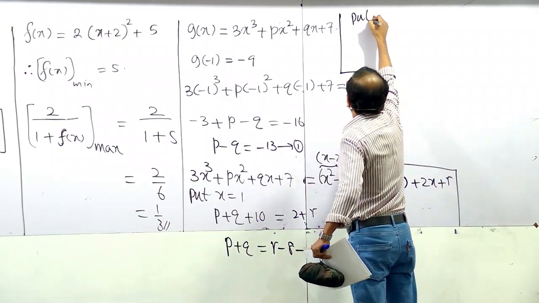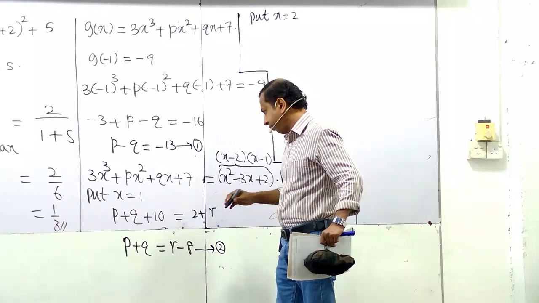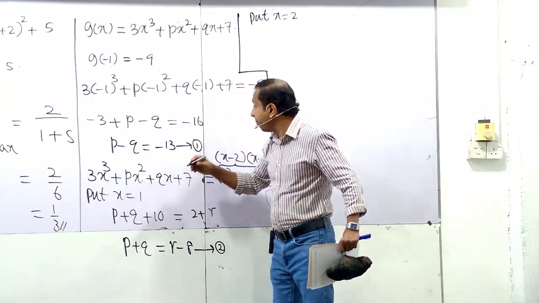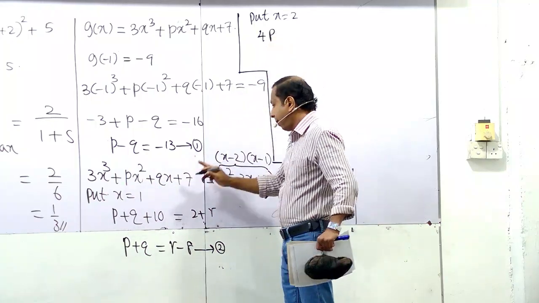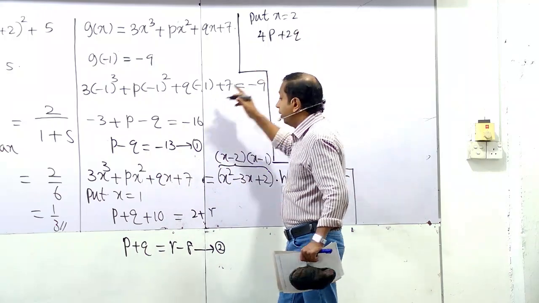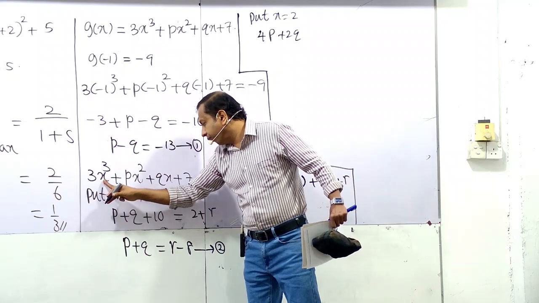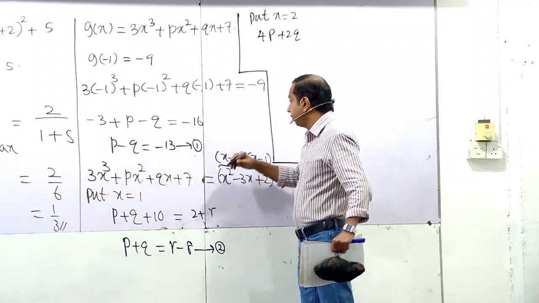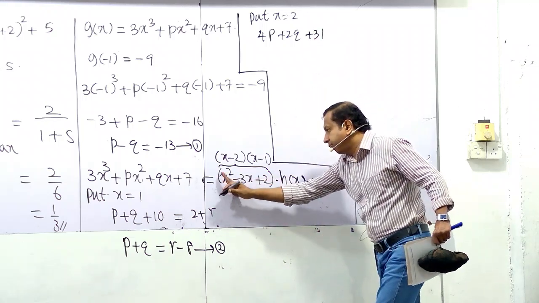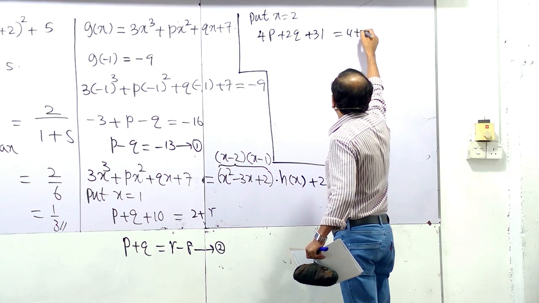Put x equals 2. When you put x equals 2 here, what happens is 2 squared, 4p, and 2q, right? Here 2 to the power 3, 8 into 3, here 2 into 4, plus 7, 31, right? When you put x equals 2 on the right hand side, this entire thing will be 0, here 4 plus r. 4 plus r we get.